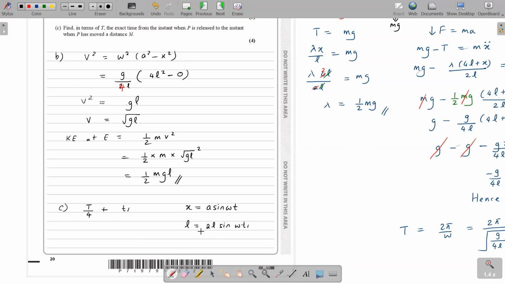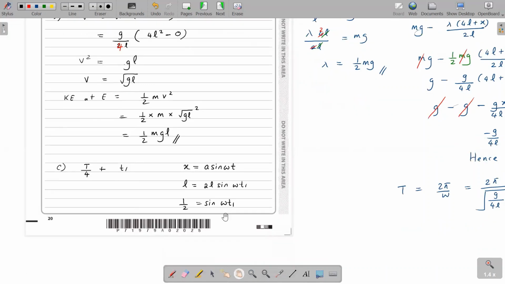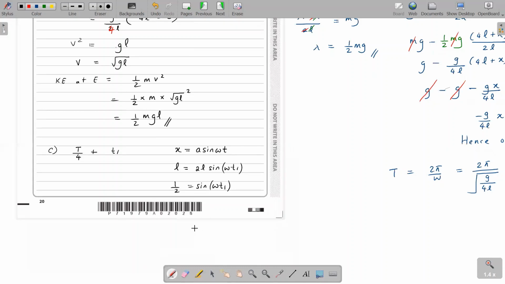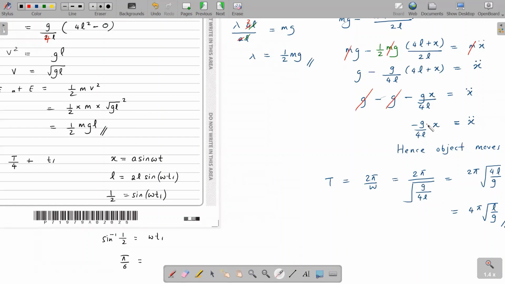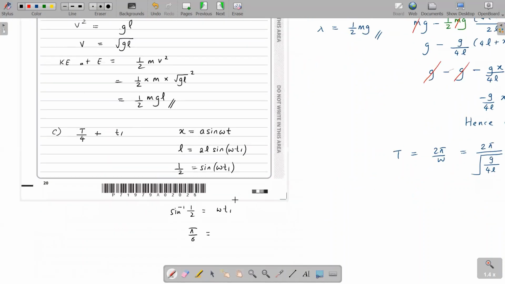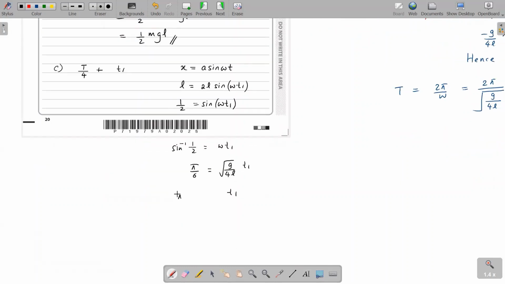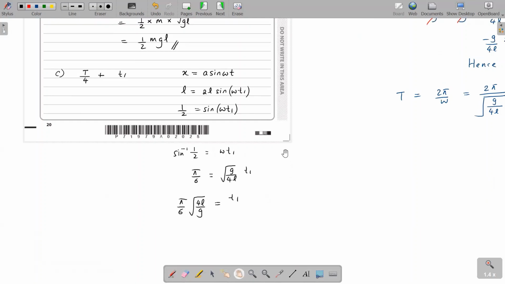So in this case, L over 2L, I get half equals sine omega t1. So sine inverse half, how much is it? Pi over 6 equals omega t1. Omega square is g over 4L, which means omega is root g over 4L, times T1. So time taken is pi over 6 into root 4L over g, because it comes as a reciprocal. So this is your T1.